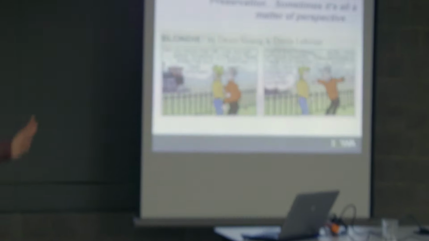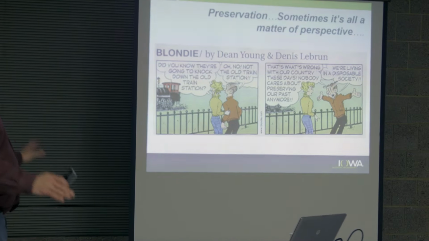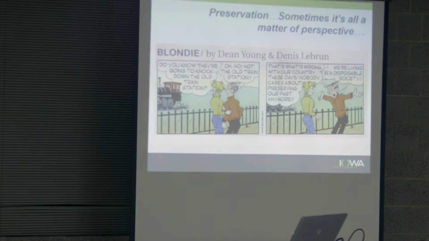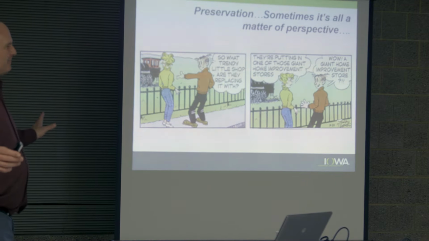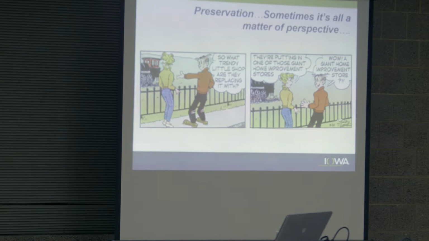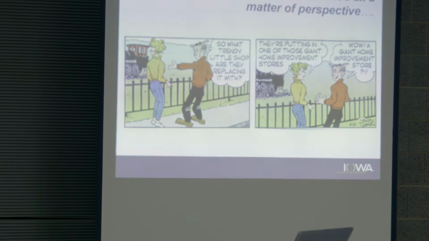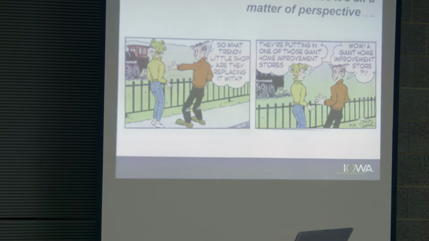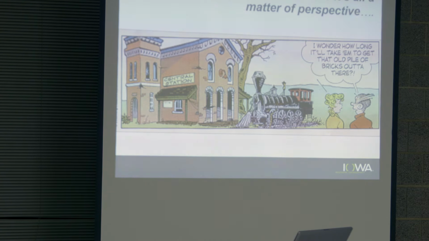He says, no, not that old train station. What's wrong with our country? These days nobody cares about preserving our past. We're living in this disposable society. So what trendy little shop are they gonna put in its place? And Blondie says, well, they're putting up one of those giant home improvement stores. And Dagwood goes, wow, a giant home improvement store? How soon can they get the pile of bricks out of here?